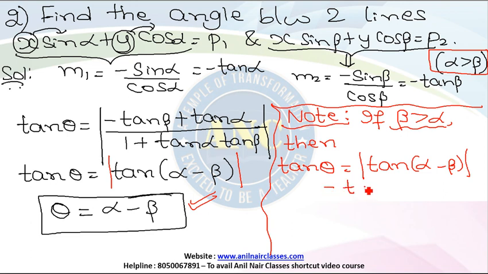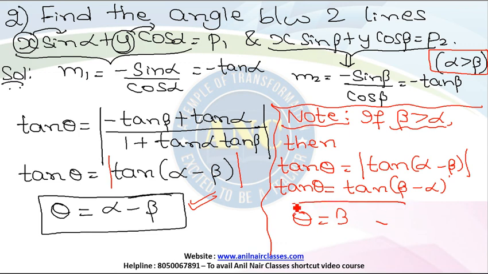That negative sign will go off, because it is inside the modulus. It is tan of beta minus alpha. So tan theta is equal to tan of beta minus alpha, and theta will be beta minus alpha if beta is greater than alpha. Theta will be alpha minus beta if alpha is greater than beta.